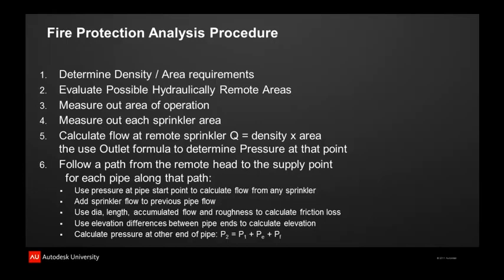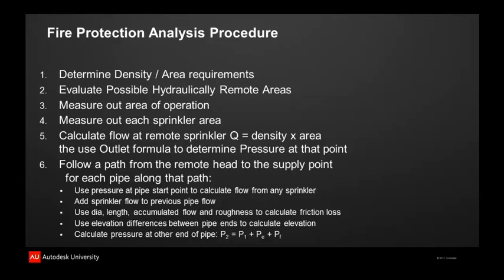With that as the starting point, we would repeatedly apply step 6, where we follow a path from the most remote head all the way back to the supply point. And for each pipe along that path, we would use the pressure at the pipe start to calculate the flow from any sprinkler at that point. We would then add that sprinkler flow to whatever the flow was in the previous pipe. Then we would have the total flow flowing through that pipe, and we could use the diameter, the length, that total flow, and the roughness to calculate the friction loss in that pipe.